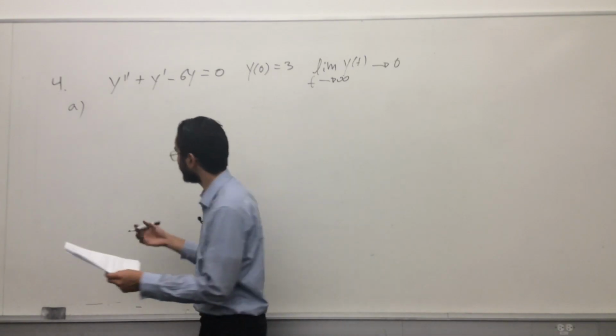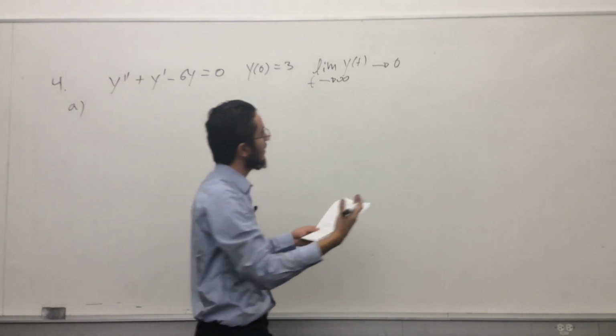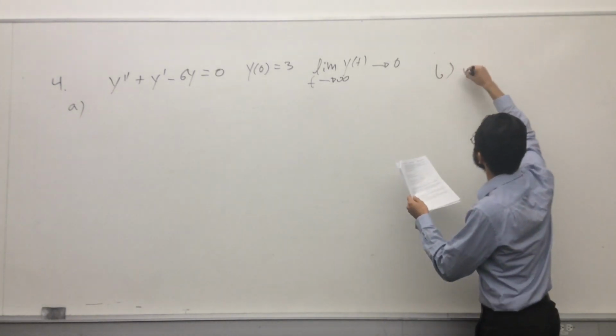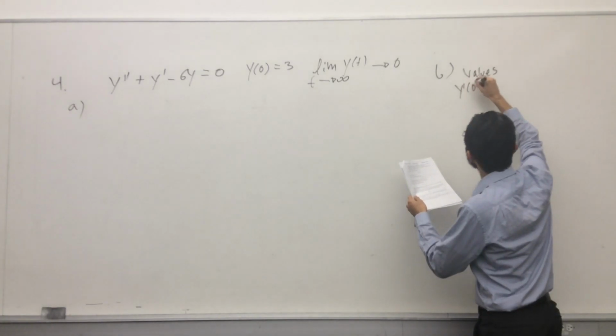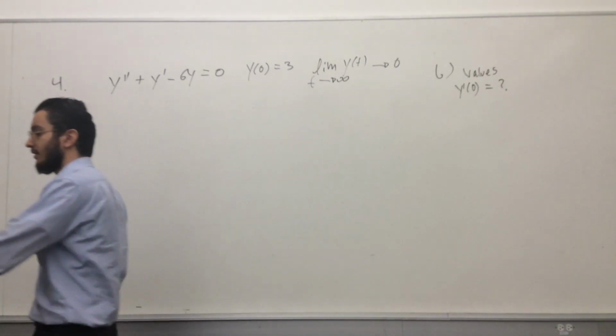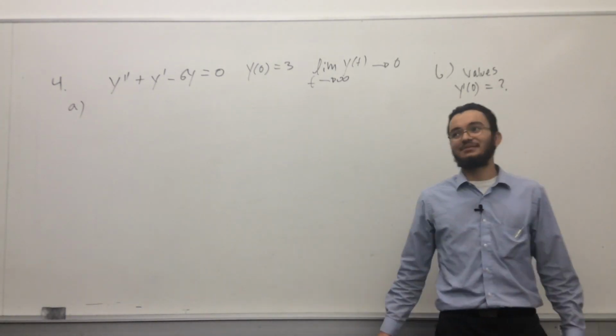So that's part A, right? We're just going to solve the differential equation. And then for part B, we're going to find the values of y prime of 0. So what's y prime of 0 in that case? And they say in that case specifically because, of course, they're hinting at the fact that this has 2 solutions.